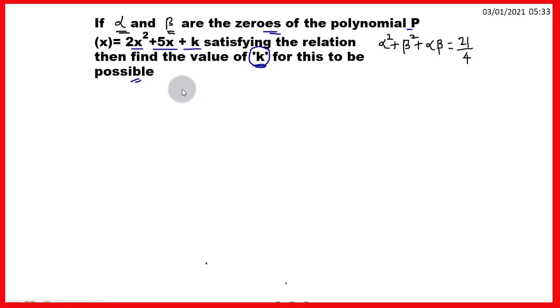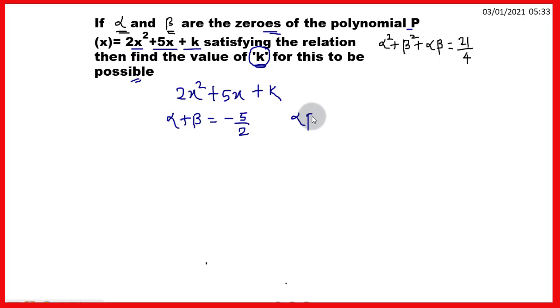The given equation is 2x square plus 5x plus k. This is the given polynomial. We can find alpha plus beta, that is the sum of the roots. The sum of the roots is equal to minus b upon a, that is, minus b is the coefficient of x and a is the coefficient of x square. So minus b upon a will be minus 5 upon 2.